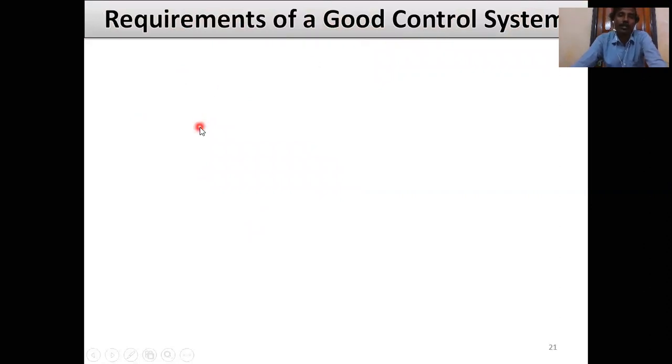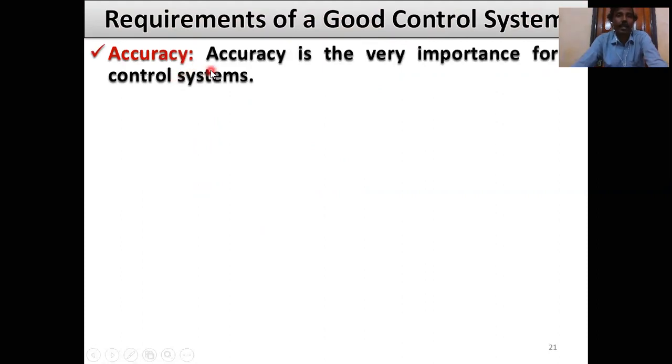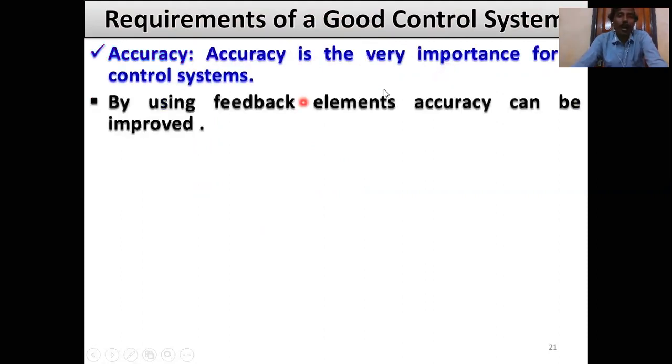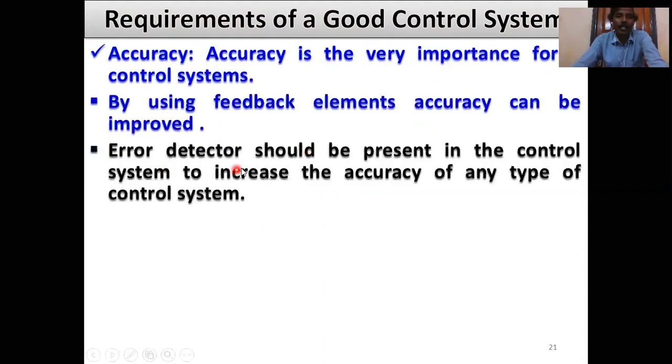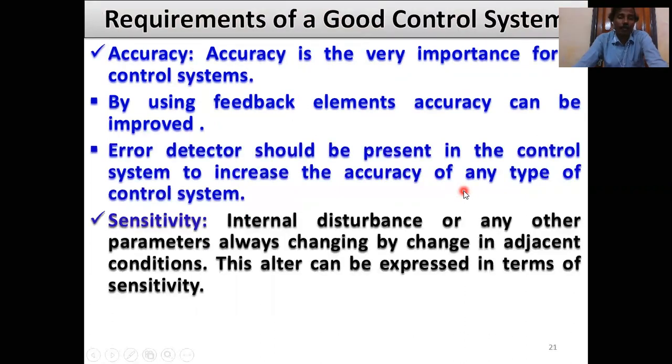Requirements of a good control system. Why is a control system required? Good control system: accuracy. This is very important. Accuracy is very important for a control system. By feedback elements, accuracy can be improved, and an error detector should be present in the control system to increase the accuracy of the system, for any type of control system.